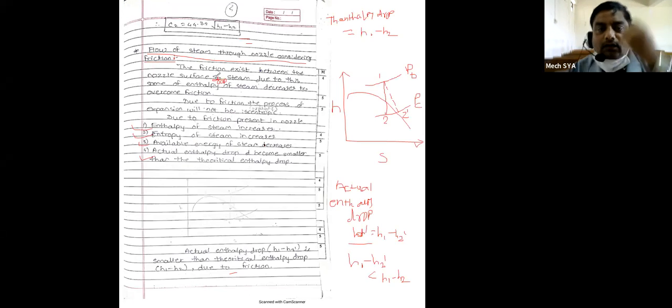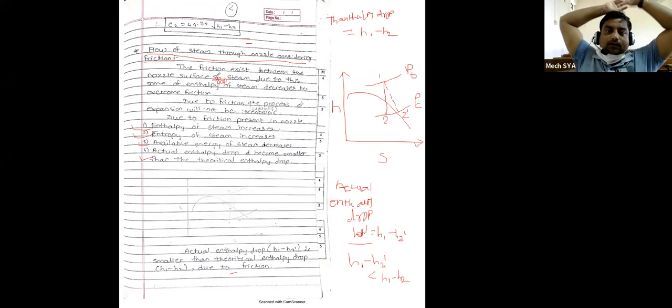Understood up till now? Anybody having a problem? What happens due to friction? Everything is explained by me two times. Still, if anybody has a doubt, you can ask. This is called flow of steam through nozzle considering friction.